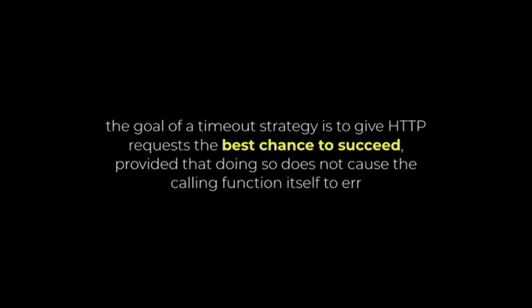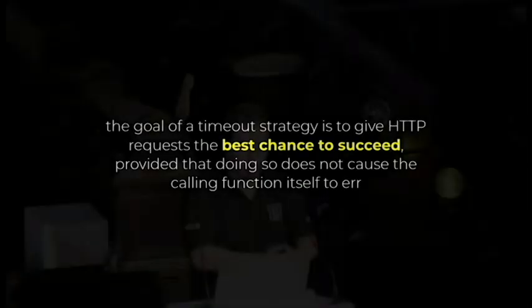And when it comes to timing out API calls, the rule of thumb in microservices is to use short timeouts. The goal of your timeout strategy should be to allow those HTTP requests the best chance to succeed, but not at the cost of causing the calling function to also time out with an error and therefore starting a cascade failure in the system. And that's where I find that choosing the right timeout value is really tricky.